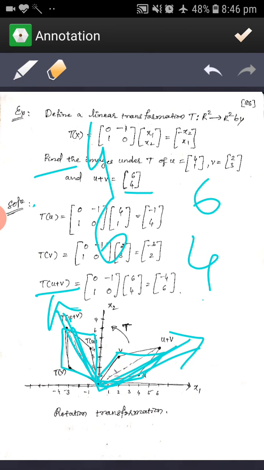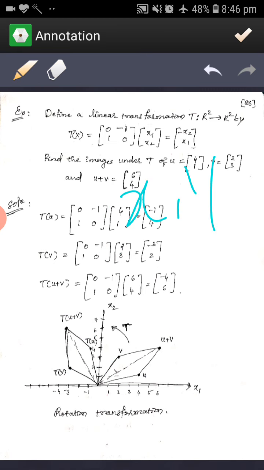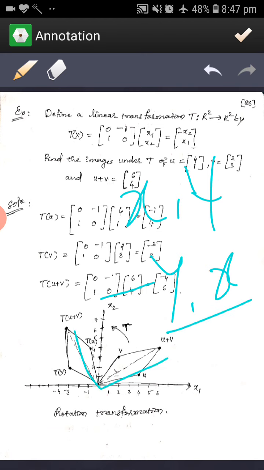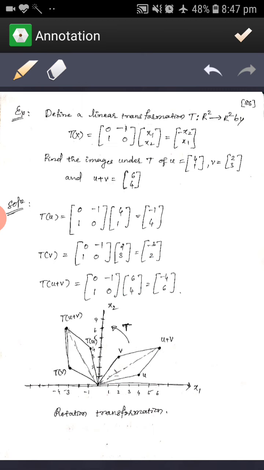As I said earlier, (x, y) will become (-y, x). So (x, y) is (6, 4) and (-y, x) is (-4, 6). So after seeing the image and also the values, we call this transformation a rotation transformation. Whatever types of transformations we have seen, with the example it is clear how the rotation transformation looks.